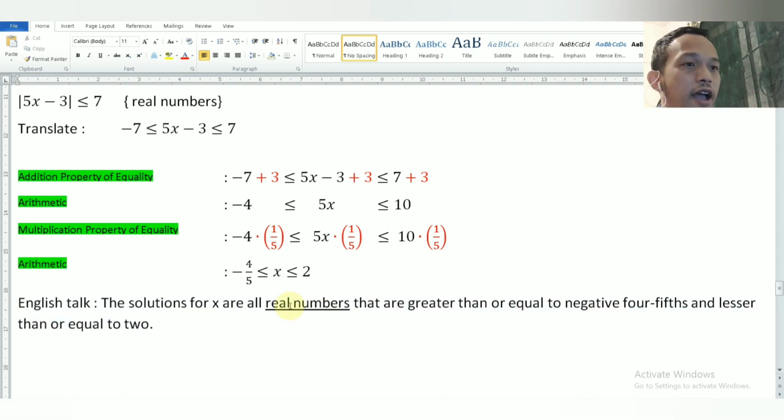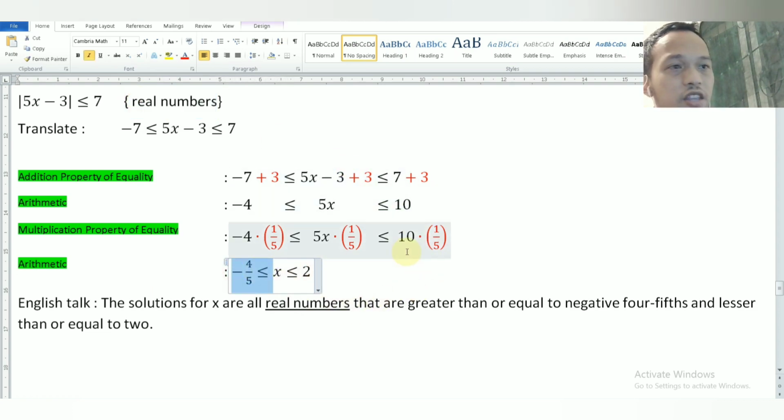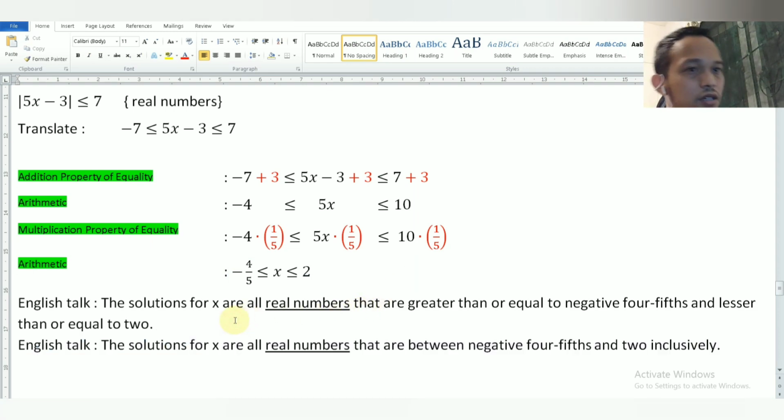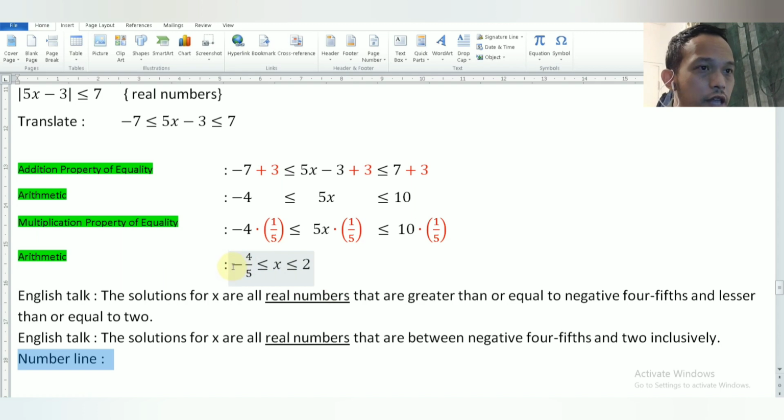So the solution for x are all real numbers that are greater than negative 4/5 and less than or equal to 2. Or if I put it in another way, the solutions for x are all real numbers that are between negative 4/5 and 2 inclusively, because negative 4/5 and 2 are included. It's because there are specific borders here, negative 4/5 and 2.